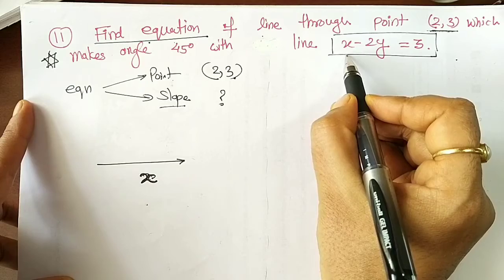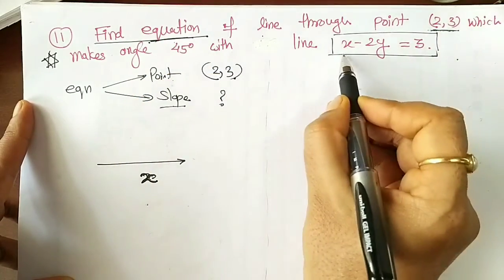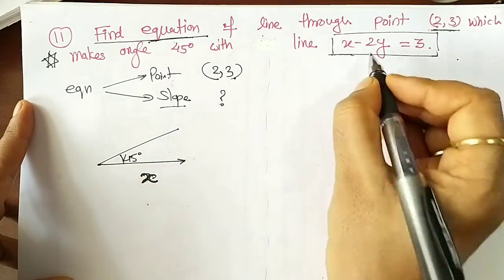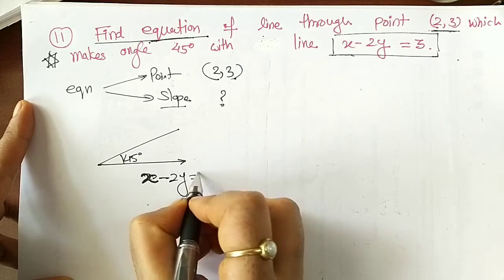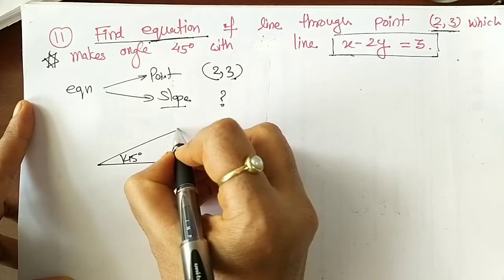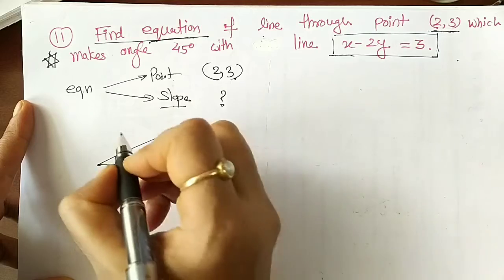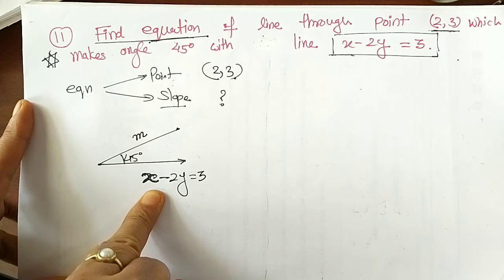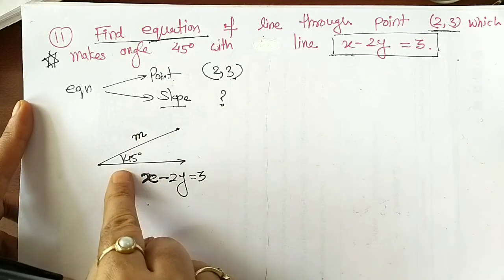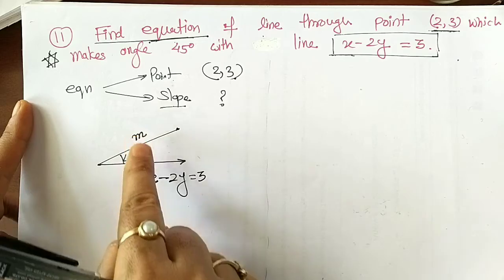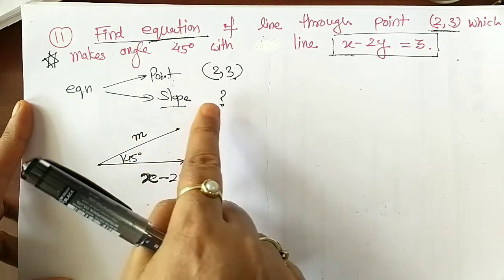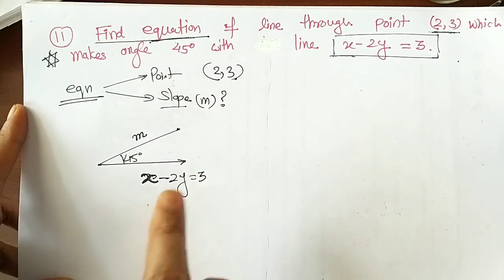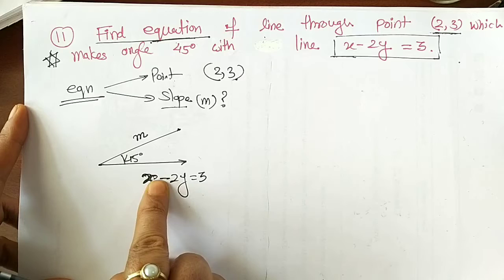But they have given that the line which you want is making an angle of 45 degrees with this line, which is x minus 2y is equal to 3. This is your required line. So if the slope of this line is, suppose, m, and the slope of this line we can get, what is the formula for the angle between these two lines? From there we can calculate m. Once we know m, which is the slope, we are ready to find the equation. So the only job left here is m.